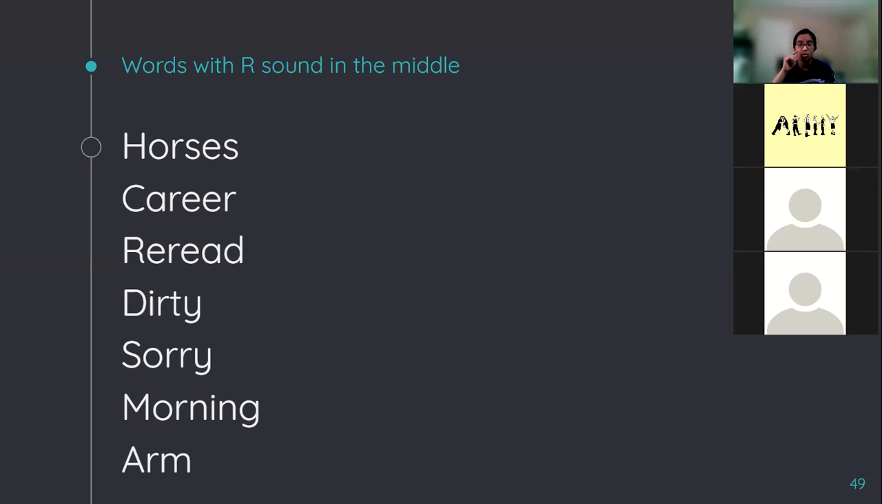And the next one also has the T rule, and this would be dirty. Can you guys say that? Dirty. Yes. In dirty you have the R rule, which is R is in the middle of the word, and it's also before a T. What do you do when R is before a T? T as a D. So you would say this as dirdy.